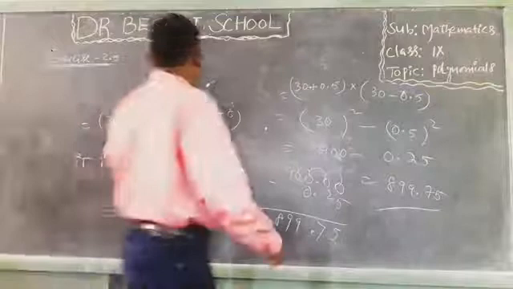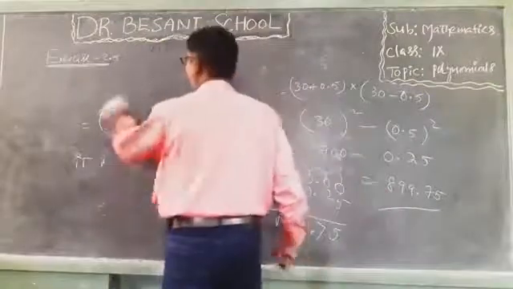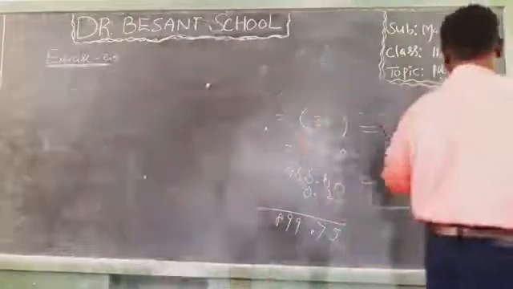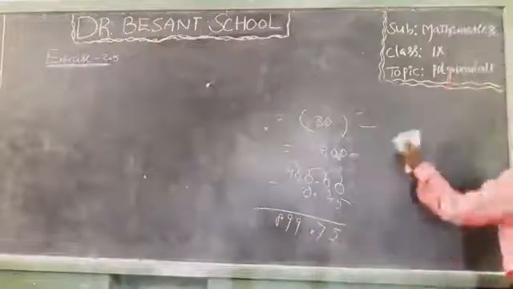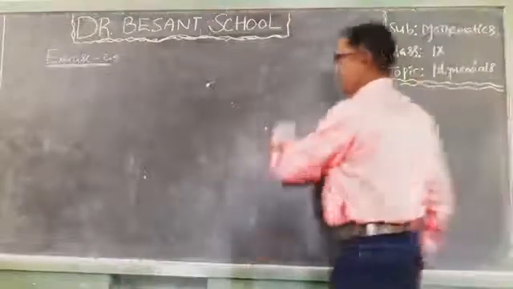So these are the problems from the second set. We found those values by using some identities without actual multiplication. So without actual multiplication, we found those values by using some algebraic identities. Okay, children?